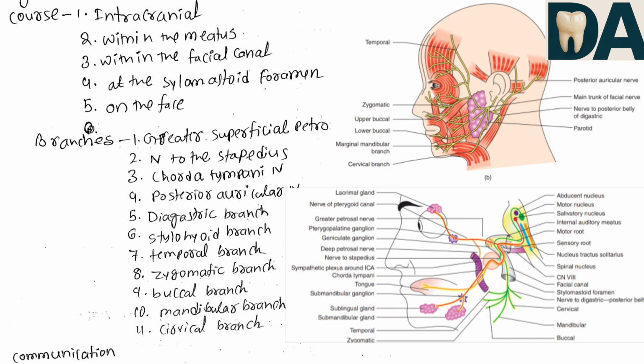Communications of facial nerve. The facial nerve communicates with the glossopharyngeal, auricular branch of vagus, great auricular nerve of cervical plexus, auriculotemporal nerve and lesser occipital nerve. It also communicates with the terminal branch of the trigeminal and cervical nerves supplying skin.